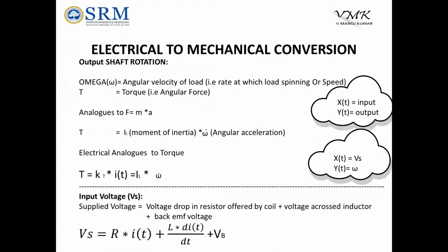Now that's the electrical to mechanical conversion. This is where my components come in. Before going to the equation and derivation, x of t is nothing but the input to the circuit, and y of t is nothing but the output of the circuit. So what is the input we are giving to the circuit?